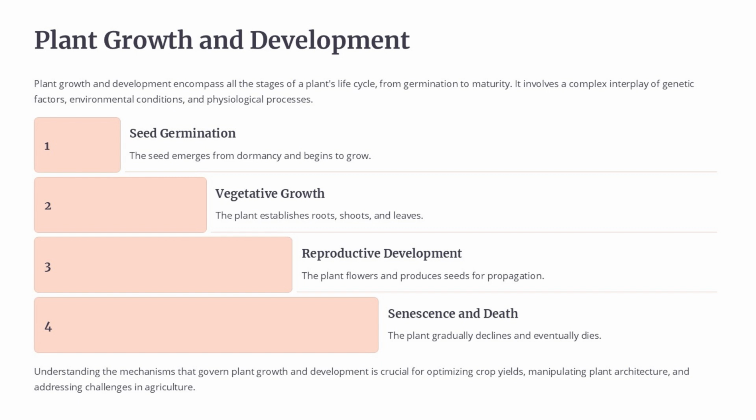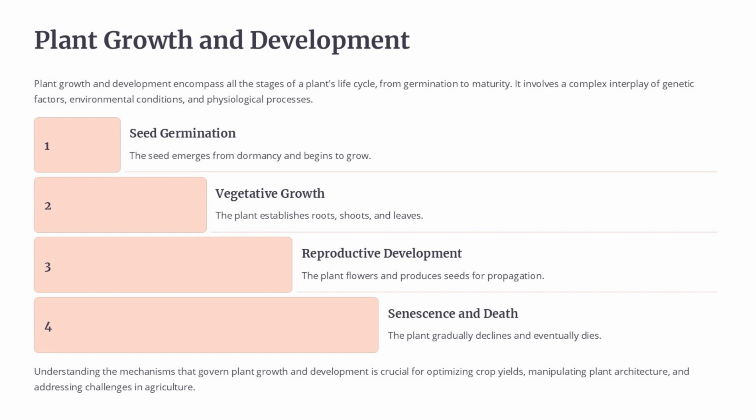Let's take a closer look at the key stages of plant growth and development. Seed germination is the initial stage where the dormant seed emerges and begins to grow. Vegetative growth is the stage where the plant establishes its roots, shoots, and leaves, laying the foundation for future development. Reproductive development is the stage where the plant flowers and produces seeds for propagation, ensuring the continuation of the species. Senescence and death is the final stage where the plant gradually declines and eventually dies, completing the life cycle.